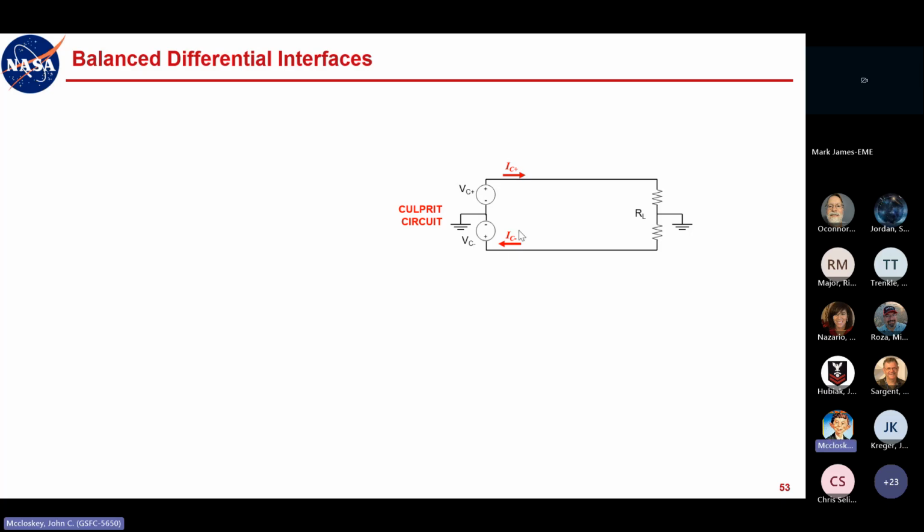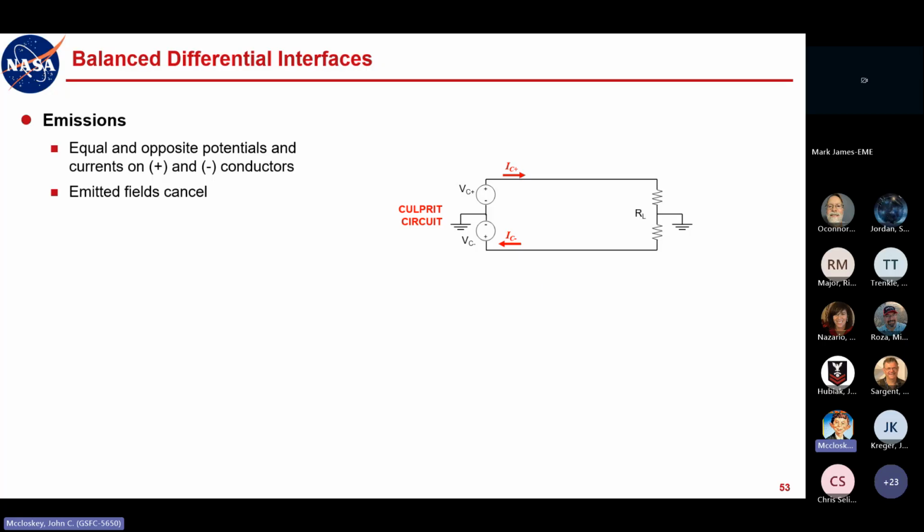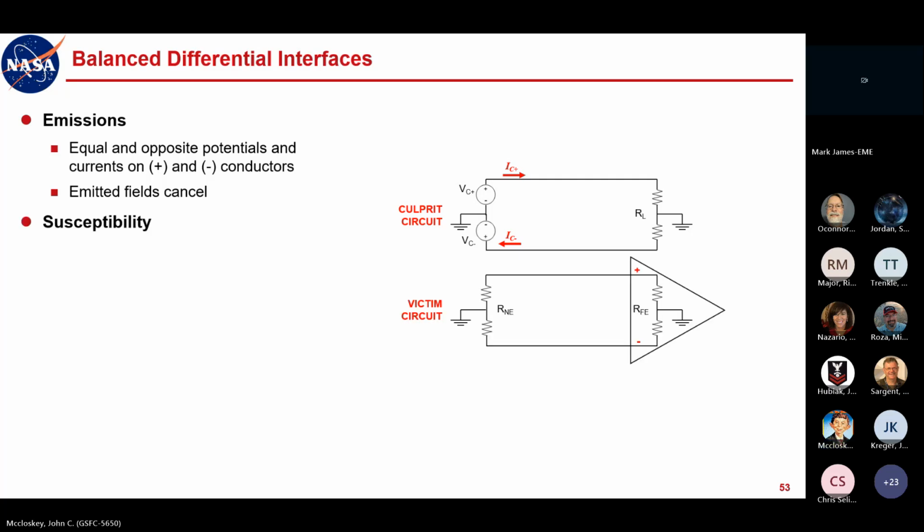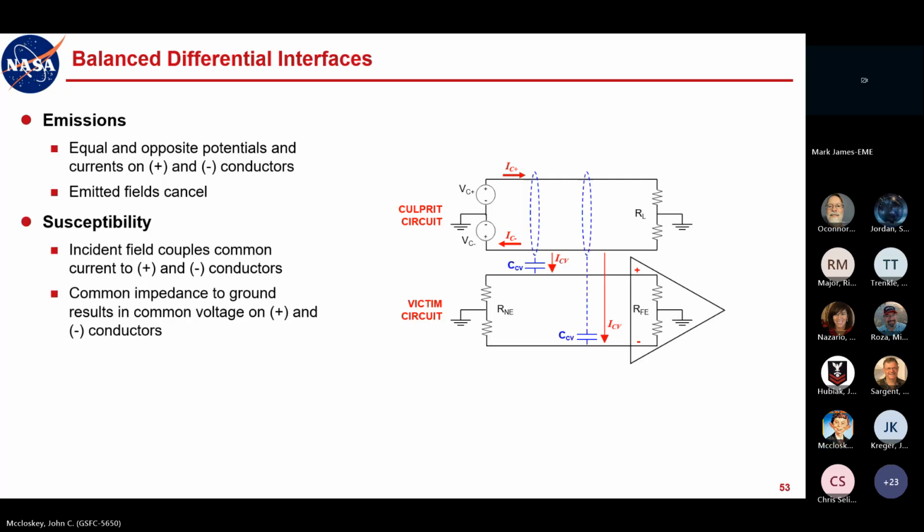And if everything is balanced, if the potentials are balanced and the impedances are balanced and the currents are balanced, well, from an emission standpoint, if you have equal and opposite potentials and currents, then the emitted fields cancel theoretically. That's what you want. If everything is equal and opposite and well balanced, then you should theoretically have zero emitted fields, or practically very low emitted.